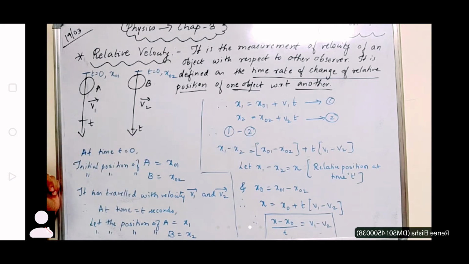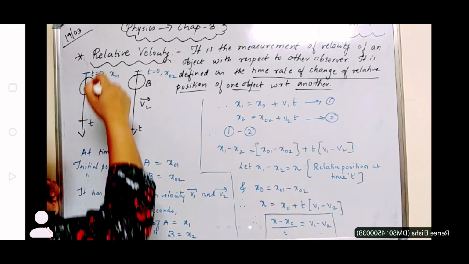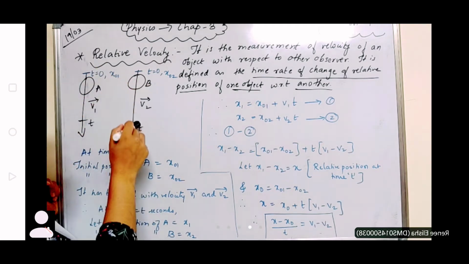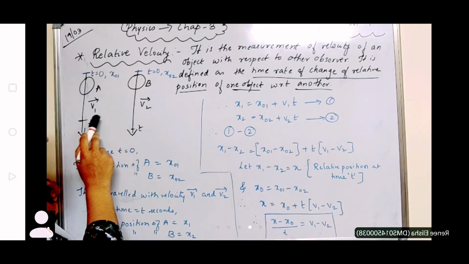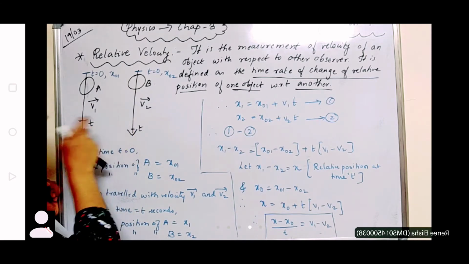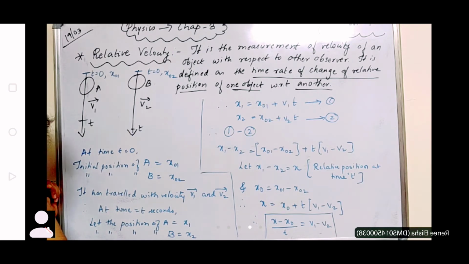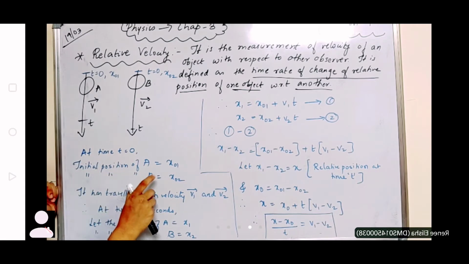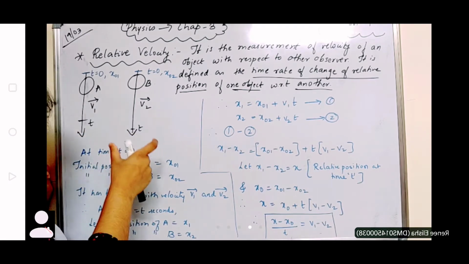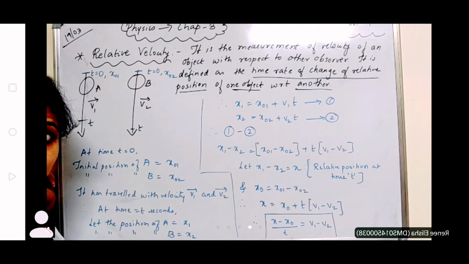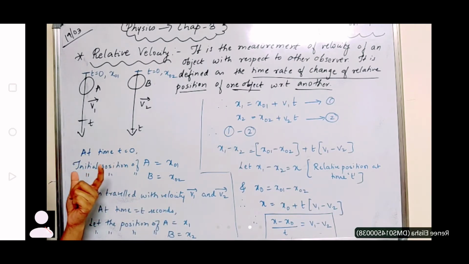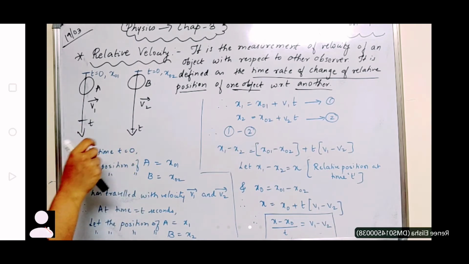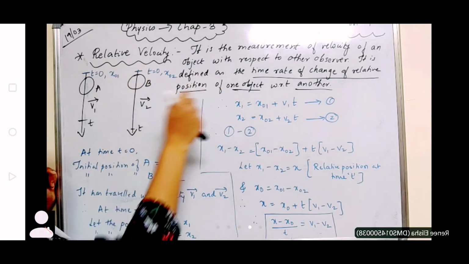Now the difference of their position is called the relative position. From here to here it has travelled, and from here to here it has travelled. So the difference between their positions is nothing but the relative displacement, or relative position, as we call it. Therefore, the rate of change of relative position, how is their position changing, with respect to time, right? So the time rate of change of relative position is called the relative velocity of the object.